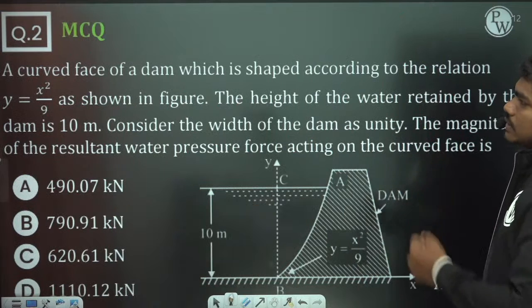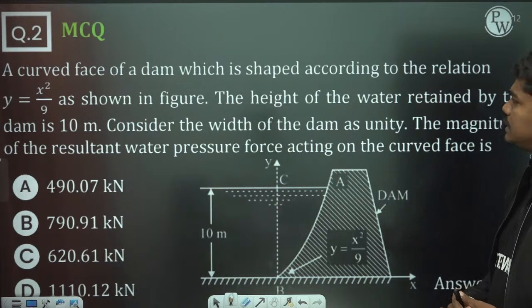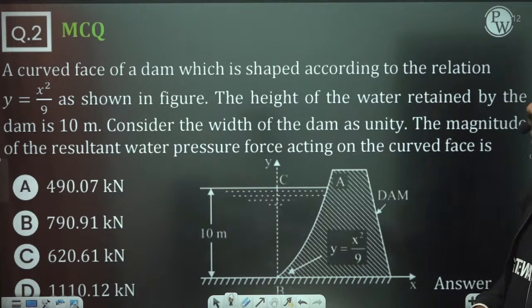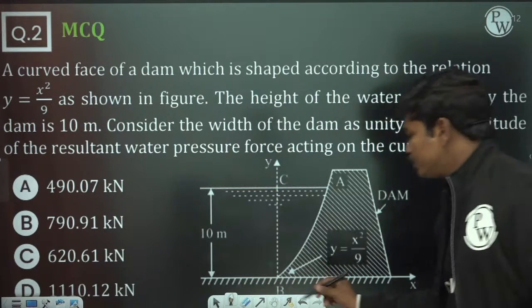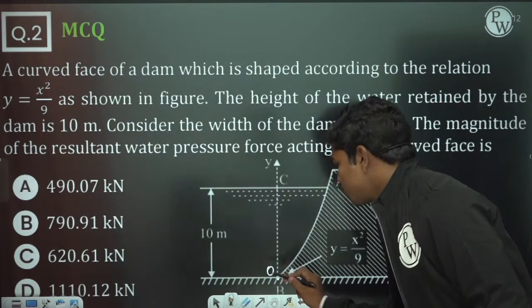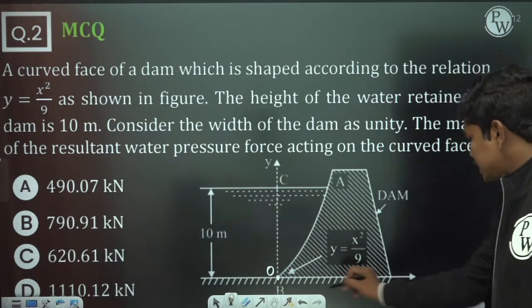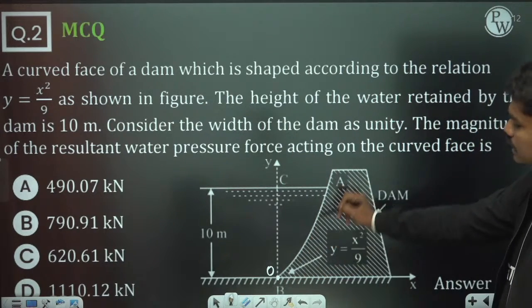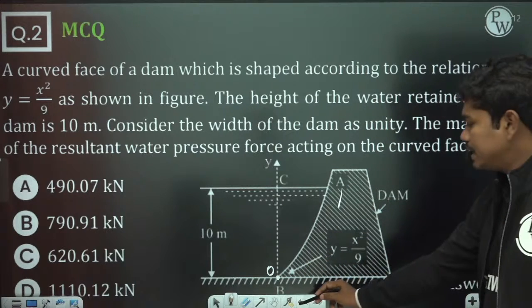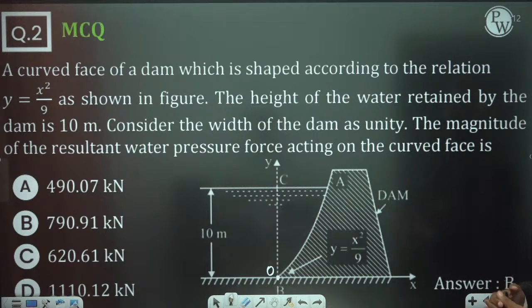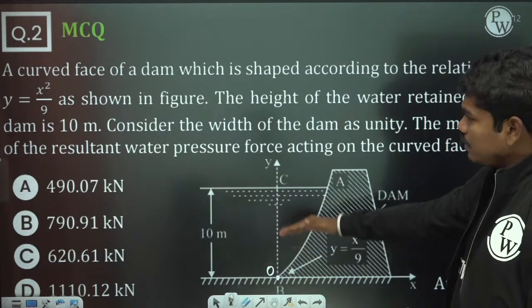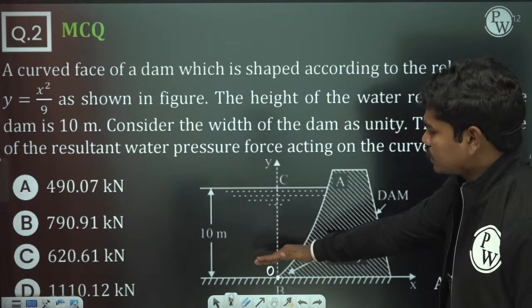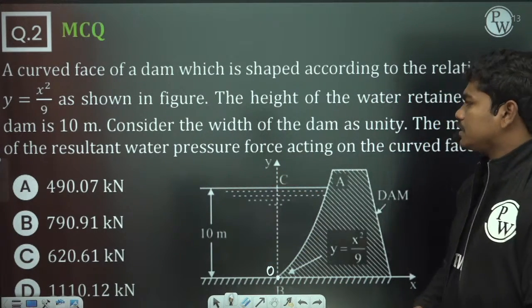Okay, so second question: a curved face of a dam is shaped according to the relation y is equal to x square by 9. So if you see, this is the horizon, then how this y is changing, and if this is your x-axis, they have told that y is equal to x square by 9, a parabola. So the shape of the dam is given by y is equal to x square by 9. The height of the water retained by the dam is 10 meters. So 10 meters height of the water is actually retained.